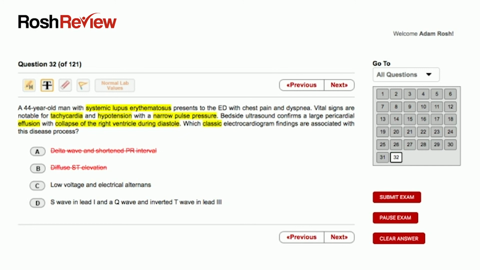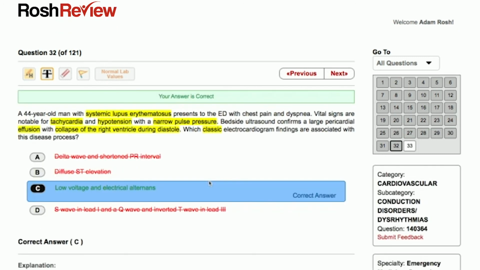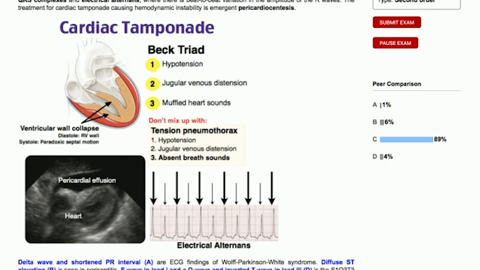So we're going to cross off answer choice D, which leads us back to low voltage and electrical alternans, which of course is the classic ECG finding of pericardial effusion, which in this case we know the patient has, and the patient has actually something more severe as well, a continuum of pericardial tamponade. So we're going to go with answer choice C, click next, and sure enough, pericardial tamponade is the answer.